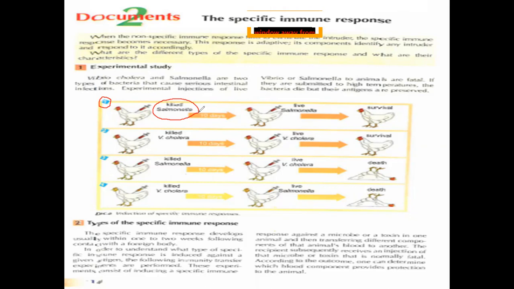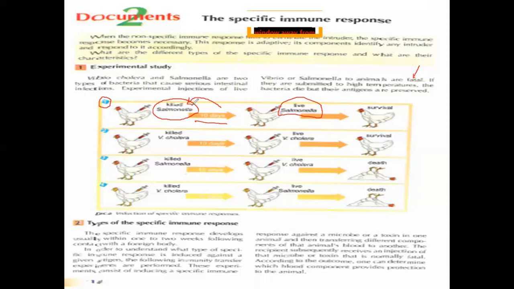So here I injected killed Salmonella. The Salmonella entered and my body recognizes this as non-self. So when I inject live Salmonella after 10 days, the live Salmonella can cause death and could kill me, but my body has immunity against Salmonella since killed Salmonella was injected. So killed Salmonella provides the body with immunity against the live Salmonella and this will lead to survival.